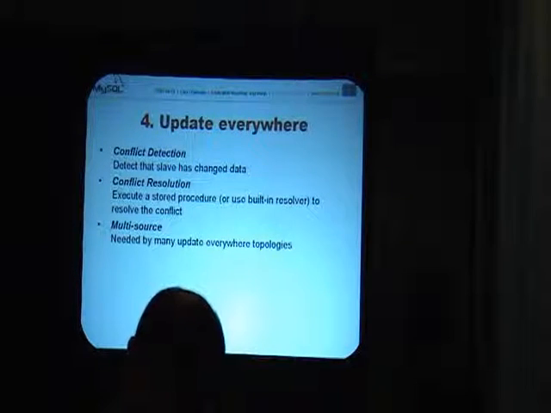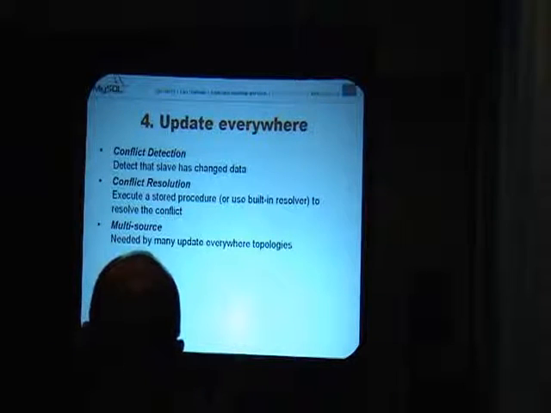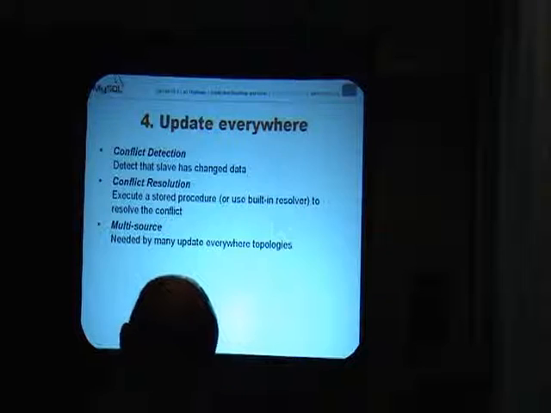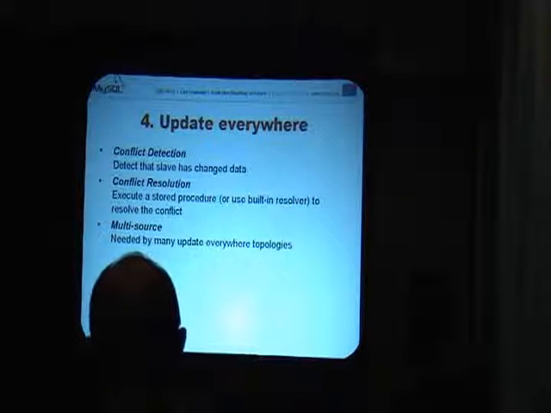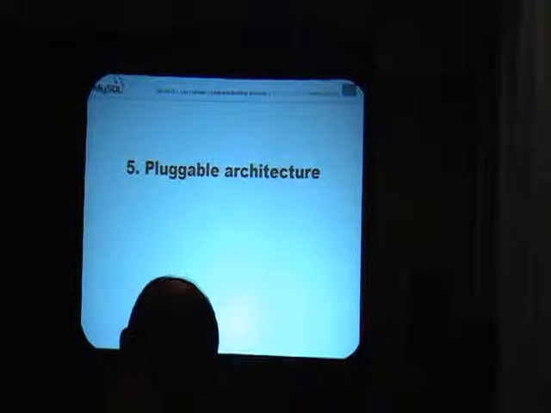And when these conflicts happen, when something has been changed on both servers at the same time, then we want to resolve this conflict using a stored procedure mechanism to say that, well, this row should win or this row should win. And multi-source is needed by many topologies. Multi-source is when you have two masters going into one slave.